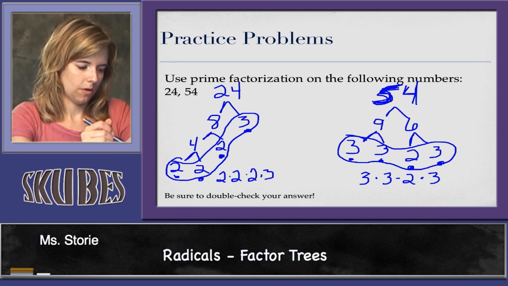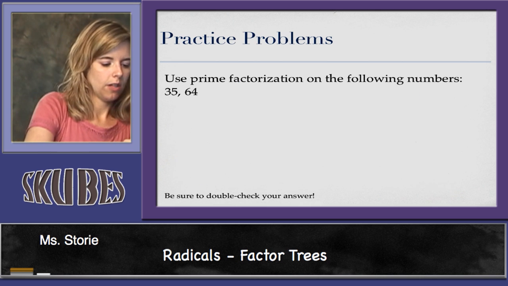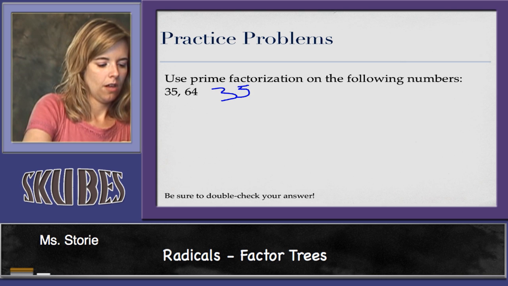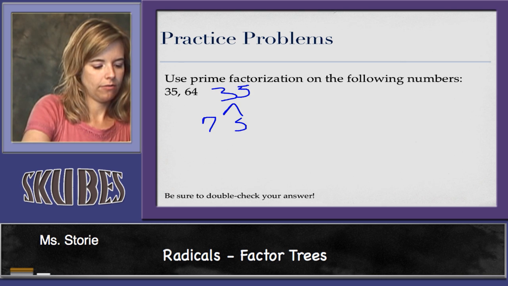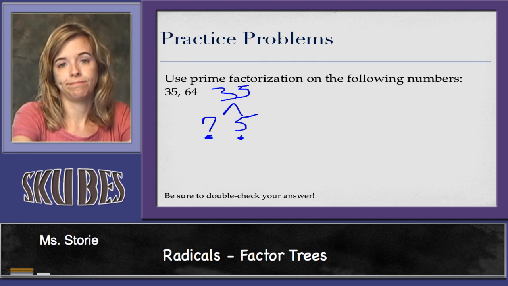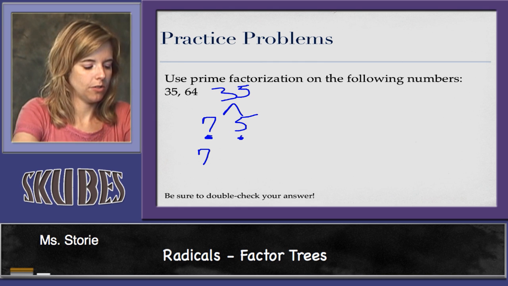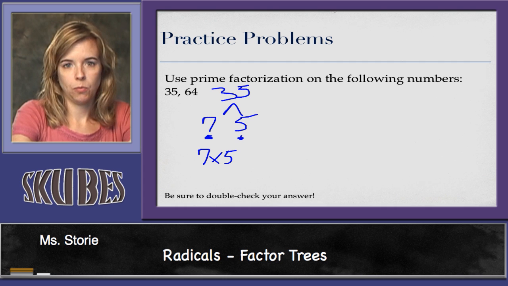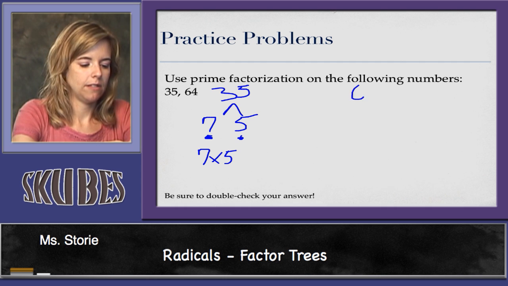All right, on the next one, we're going to try 2 more. Let's look at 35. We can break it down into 7 and 5. And look at that. 7 is a prime number, and so is 5. You're done. That's the only way to break those down, so it's just 7 times 5. Those are both prime numbers, so you're finished. How about 64?